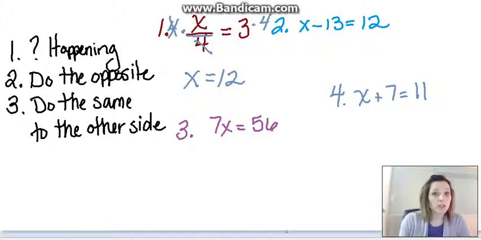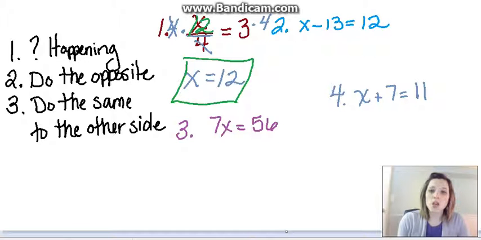And now you do want to double check, especially if you're taking a quiz or a test, or pretty much any time if it's this easy, and you think to yourself, if I put 12 here, is that going to work? Is 12 divided by 4 going to give me 3? Yes. So that one is done. Then we move to the next one, number 2.